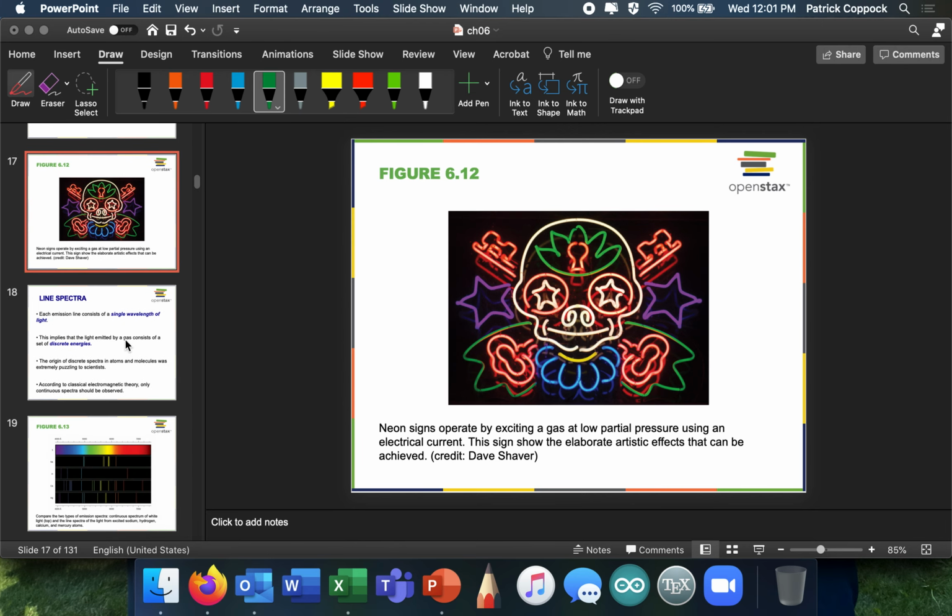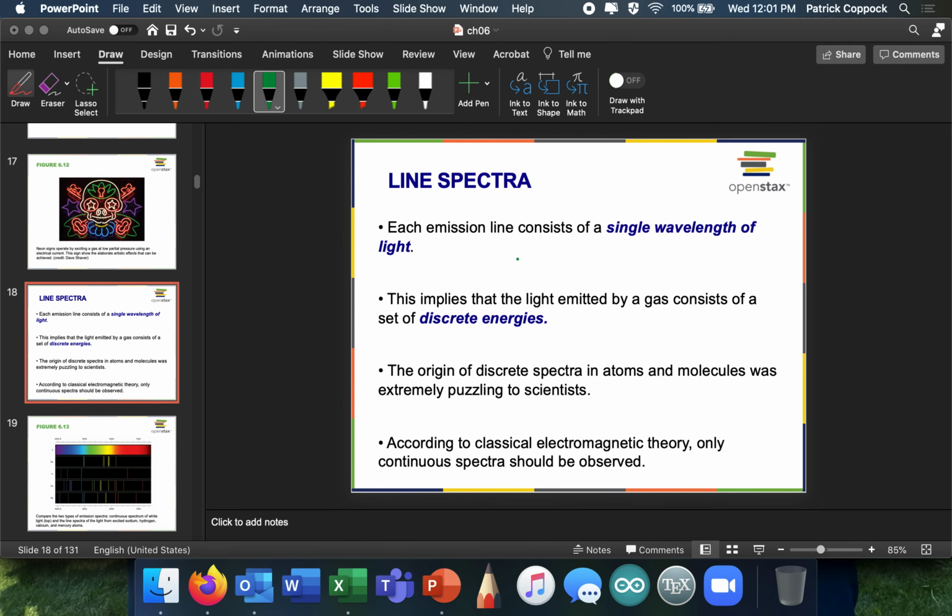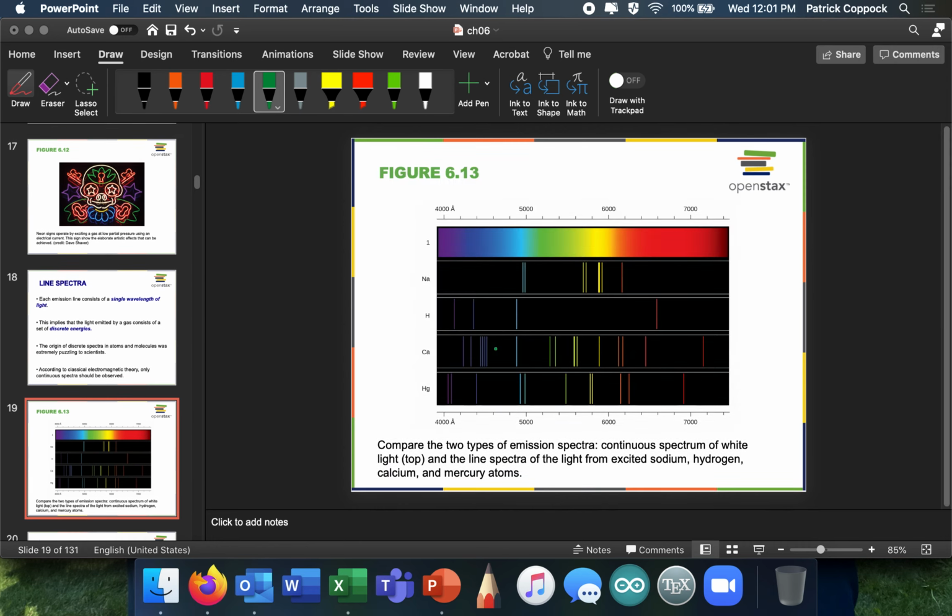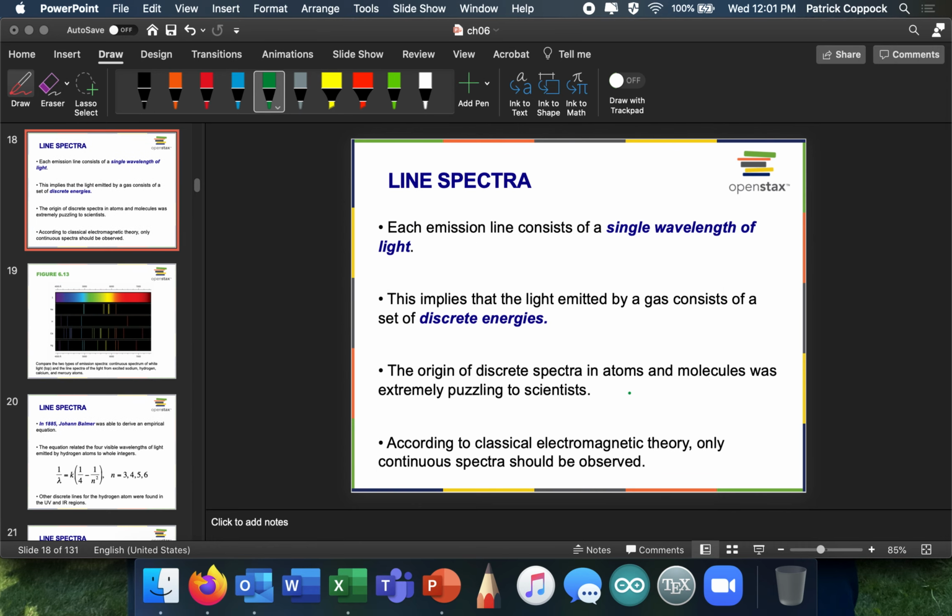Okay. Now, each emission line consists of a single wavelength of light, which we'll talk about more in just a second. I got a picture coming up. This implies that the light emitted by a gas consists of discrete energies. Weird. The origin of discrete spectra in atoms and molecules was very puzzling to scientists, and it produced lots of arguments. According to classical electromagnetic theory, only continuous spectra should be observed. Okay? So, again, in the early 1900s, scientists are going, this is bizarre. They didn't believe the results, didn't believe it.